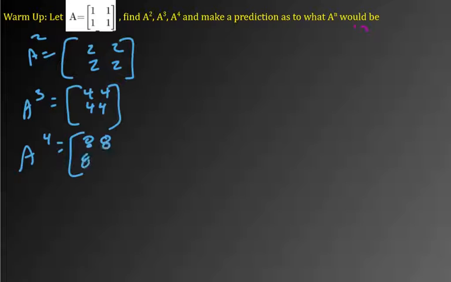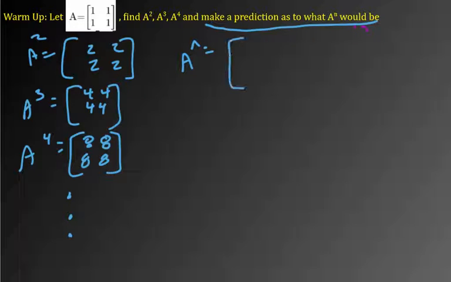A lot of times you run into these patterns when you're doing matrix multiplication, and there's actually a geometric meaning behind why we're running into patterns, and we'll talk about those kinds of things too. But there are a lot of things in math where you see these patterns and you try to make a prediction as to what A to the n would be. In this case, it does work out that A to the n equals 2 to the n minus 1, in every entry.